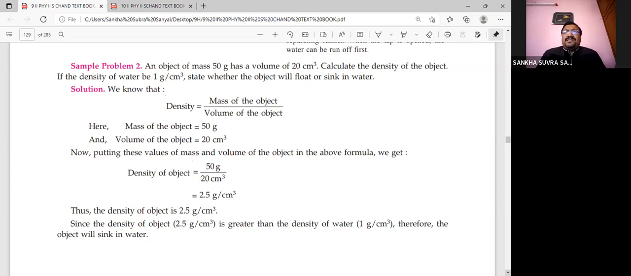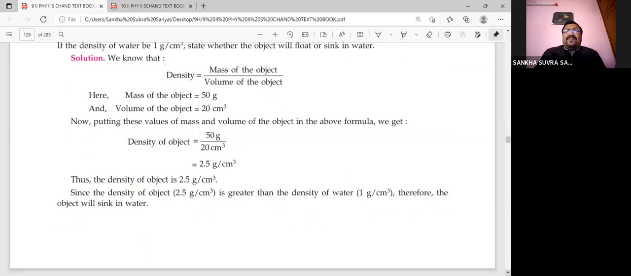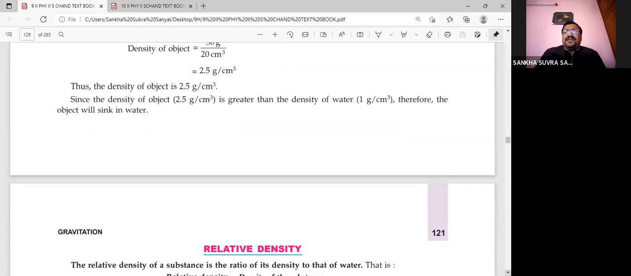Now the second part of the question says, if the density of water is 1 gram per cc, check whether the object will float or sink. Now, my dear students, you can check over here, the density of the object, 2.5 gram per cc, is higher than the density of water, which is 1 gram per cc. Thus, what would you suggest? Will it sink? Will it float? Sir, it will obviously sink. Yes, it will sink, because the value is higher than the density of water.